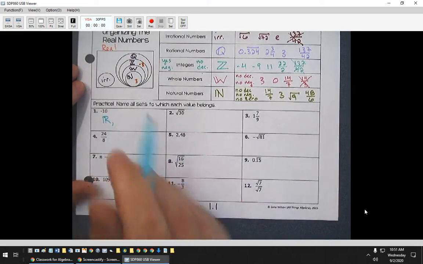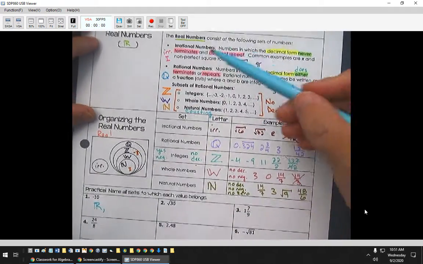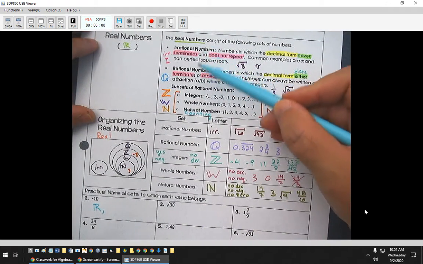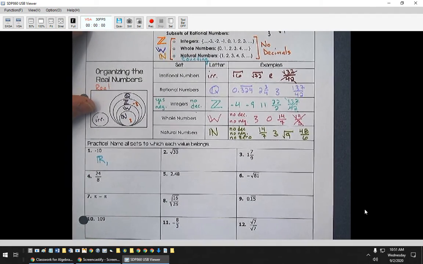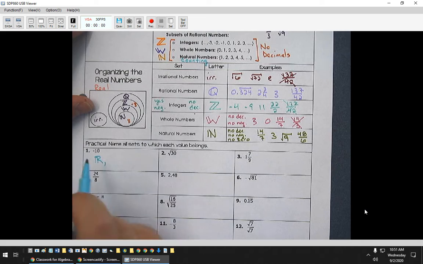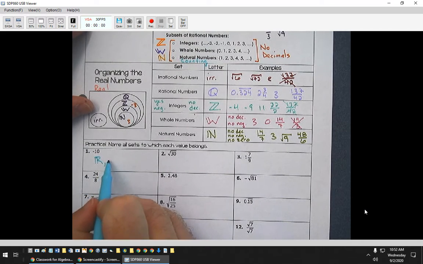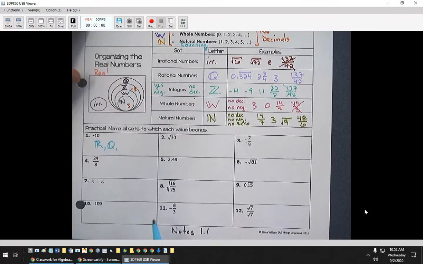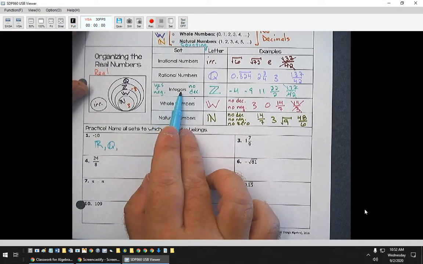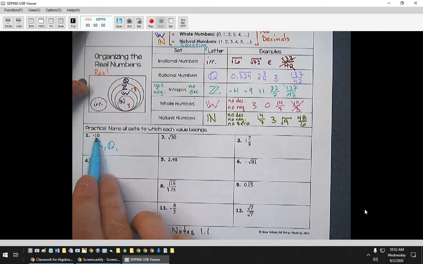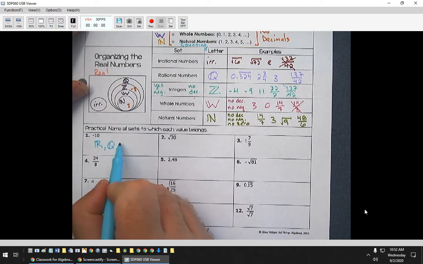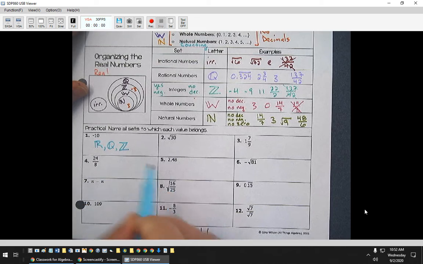Okay, so after the real numbers, you decide, is it going to break into one of these two groups? Is it going to be rational or irrational? Well, does -10 terminate or repeat? Yeah, it stops. It's just -10. There's no decimal that goes on forever. So this is rational as well. Is it an integer? Yes, it can have a negative, but it can't have a decimal. There's no decimal, but there is a negative, so that can also be an integer.